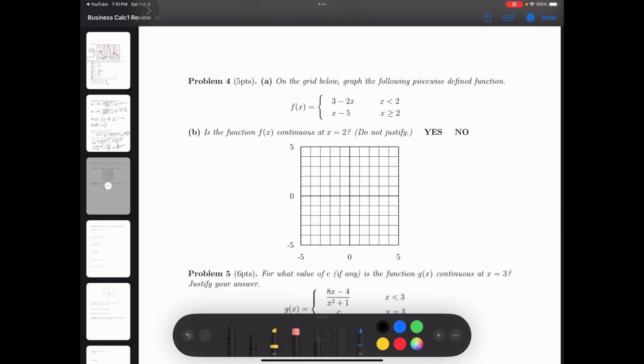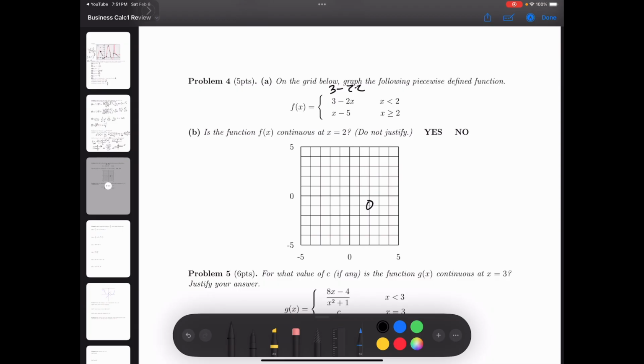Problem number 4 says on the grid below, graph the piecewise function. So we have 3 minus 2x when x is less than 2. So let's plug in x equals 2. We get 3 minus 2 times 2. 3 minus 4 is -1. So when x equals 2, we get -1 with an open circle.